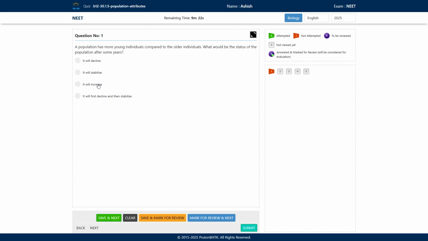Here the correct answer will be option C. It will increase because more individuals are young as compared to the older individuals. These young individuals have the capability to reproduce. They will enter the reproductive stage, they will reproduce, and they will produce more offspring, and the population will increase. So here the number of births, or birth rate, will be more.